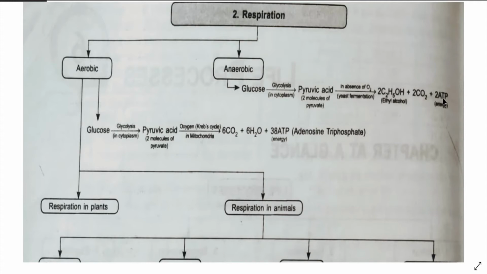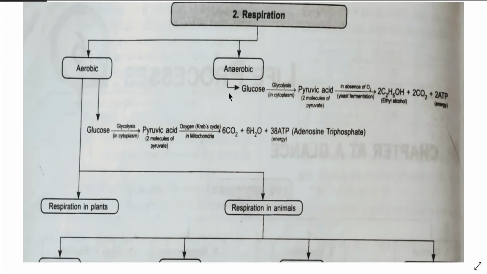You can see over here, students, the ATP is less in number, only 2. So in aerobic respiration, more amount of energy is released. In anaerobic respiration, less amount of energy is released. Clear? Aerobic respiration and anaerobic respiration, what are the differences?